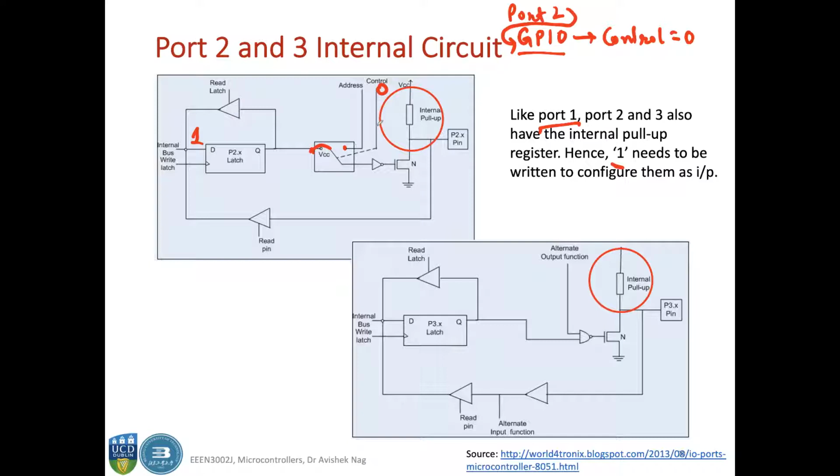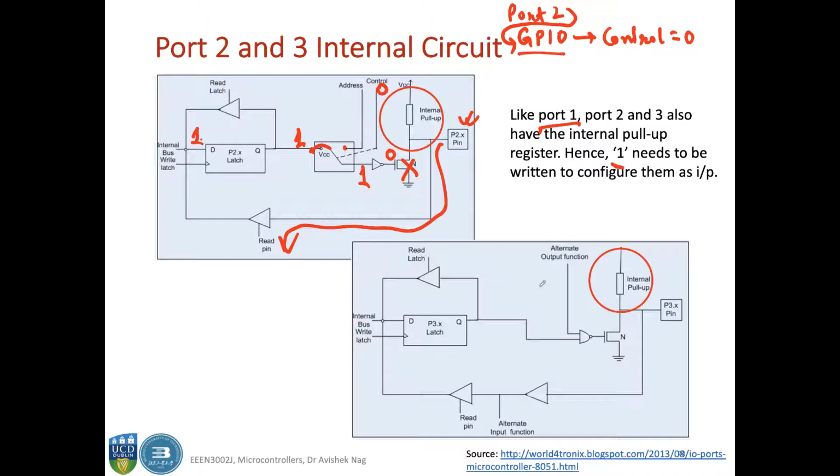So let's say your control signal is 0, this circuit is completed, and if you put a 1 here, the output of the D latch will be 1. So here it will be a 1, and since this is an inverter, the input of this transistor will be 0, and the transistor will be switched off. In this scenario, this part of the circuit works the same as port 1. So whatever is put on this pin can be read from here.